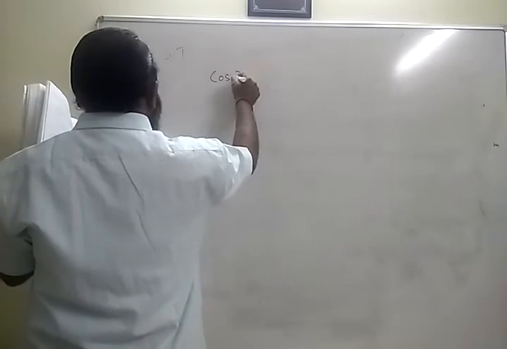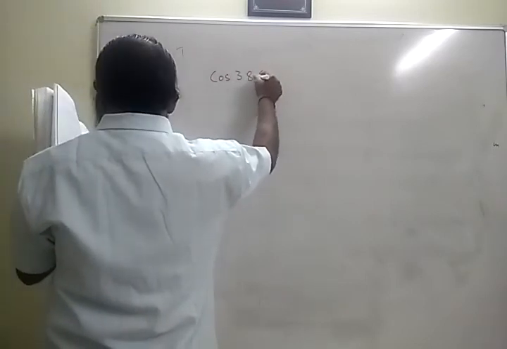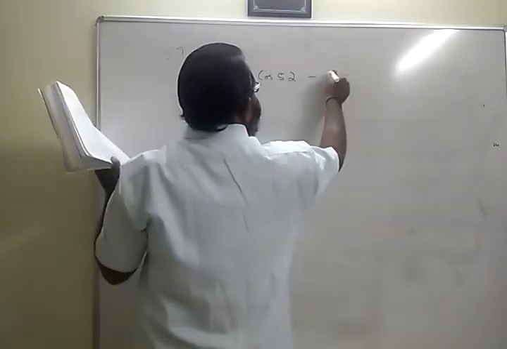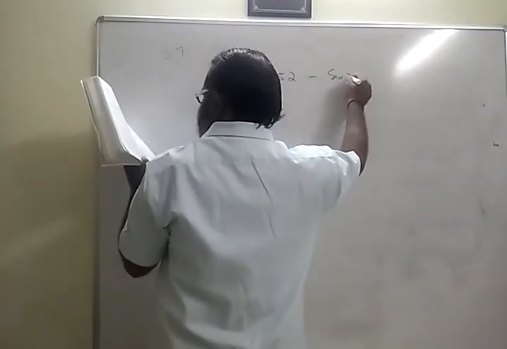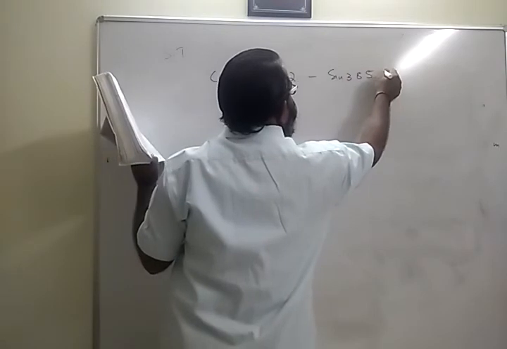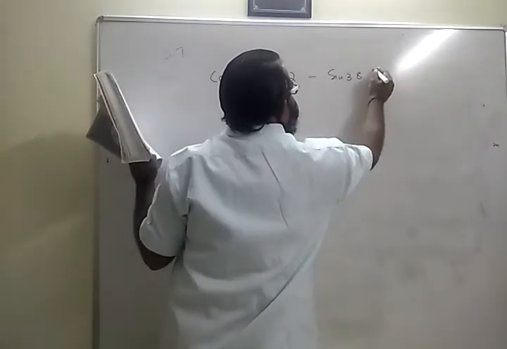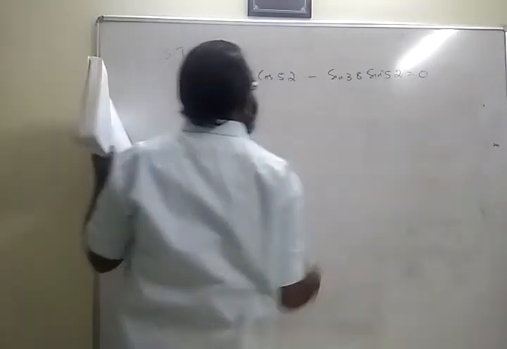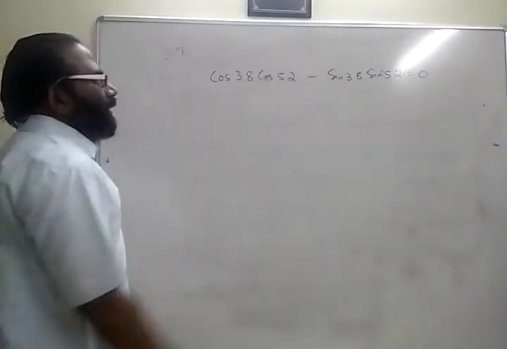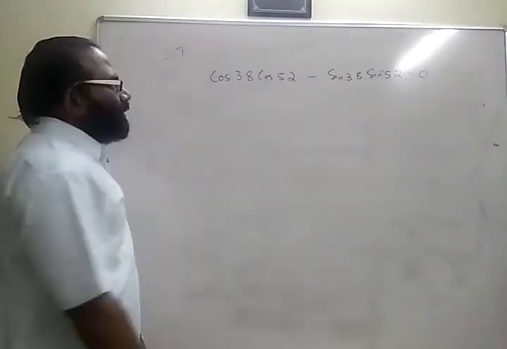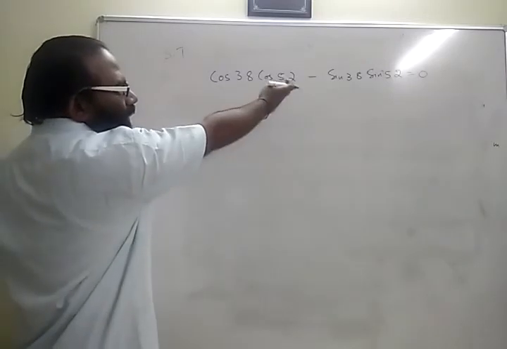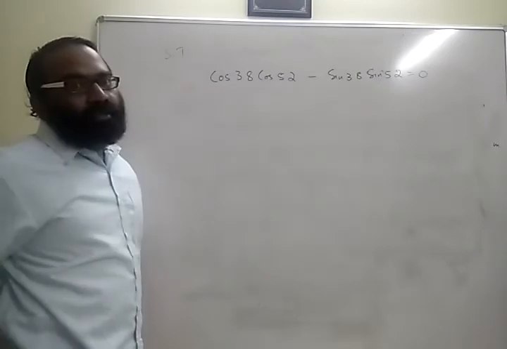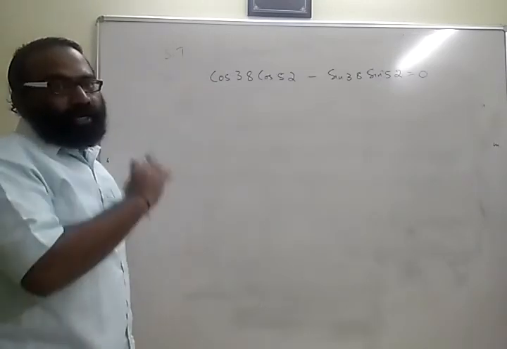Show that cos 38 cos 52 minus sin 38 sin 52 equals 0. So that side is completely sin, this side is completely cos. If I see 38, 38, 52, 52, and 38 and 52, if I add them, I get 90.